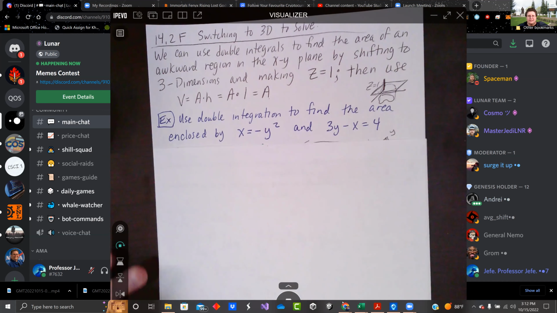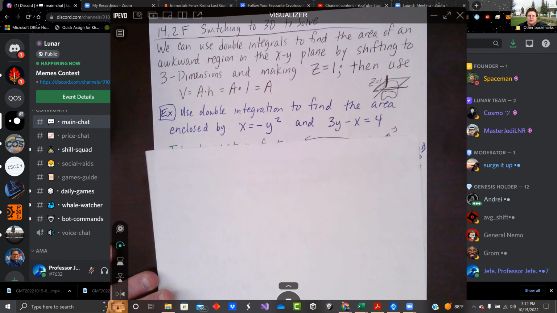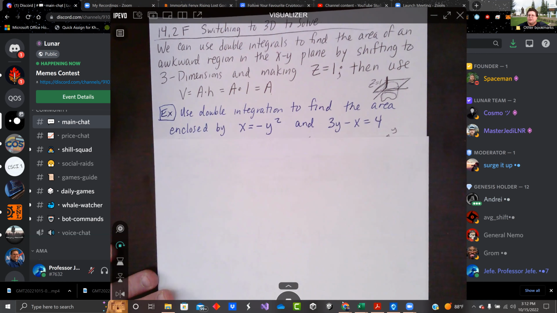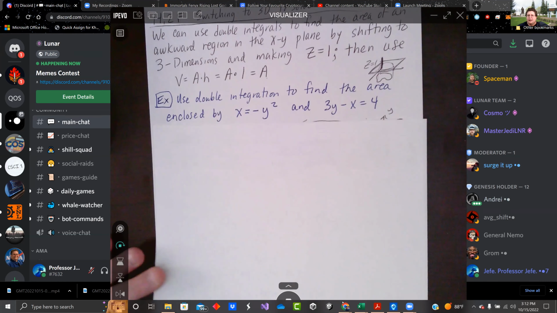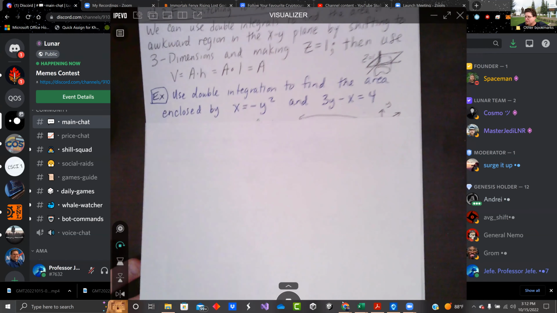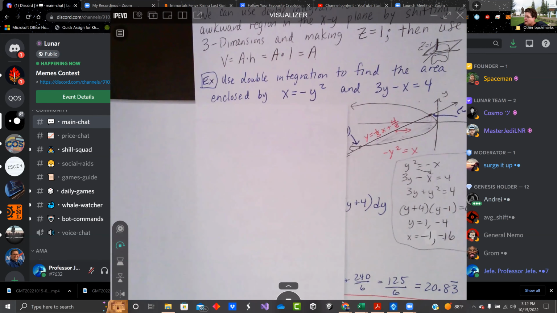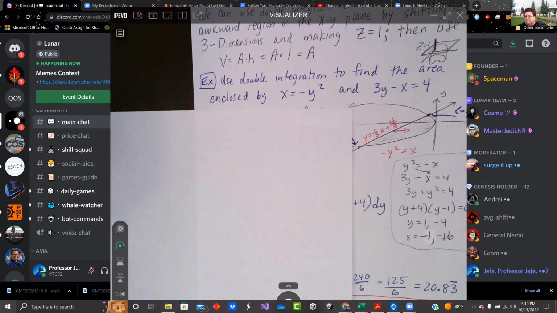It might be a little bit easier to see. Instead of doing the following problem with a single integral like we could in Calc 1, we're going to use double integration to find the area enclosed by x equals negative y squared and 3y minus x equals 4. So I got a picture of it here.